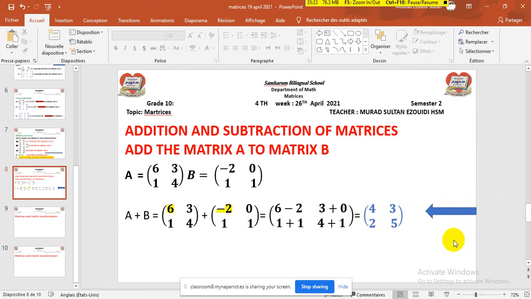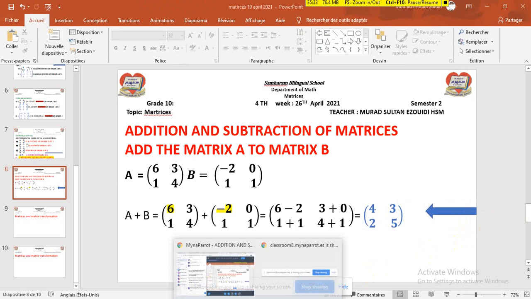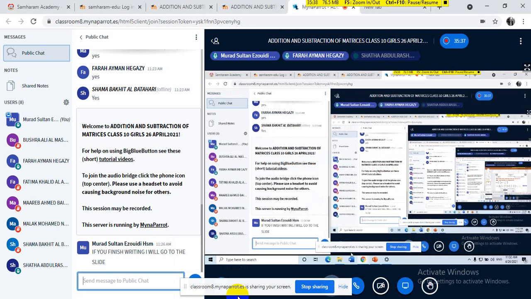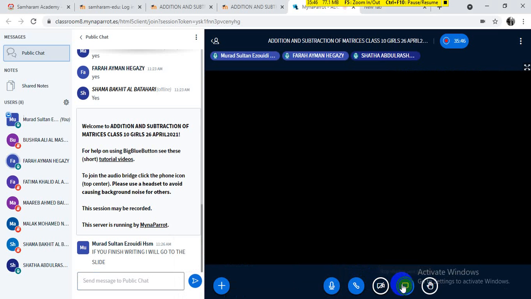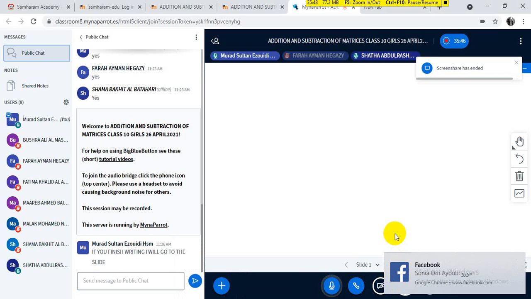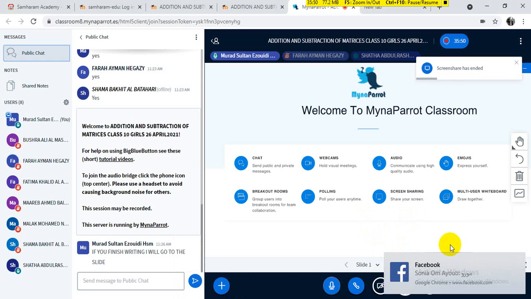Please take notes. Teacher, I'm sorry, but the screen is frozen. It's stuck, it's not showing what you're doing. Okay, my daughter, I will stop sharing and then share it again. Don't worry.